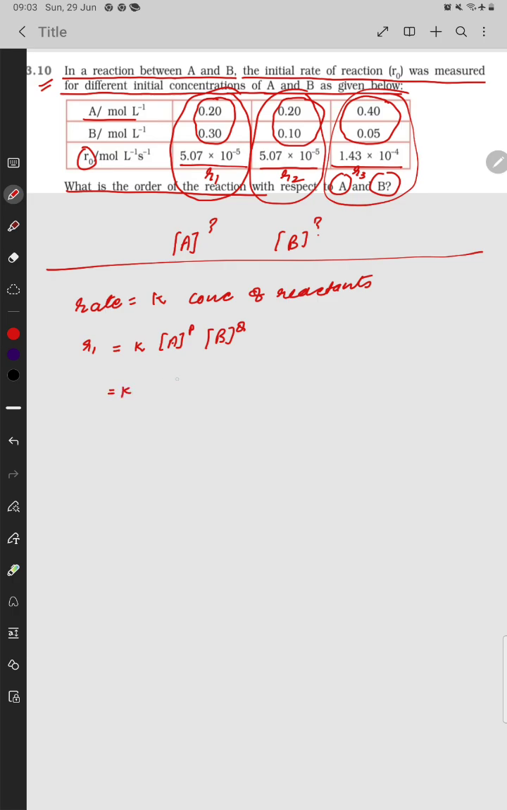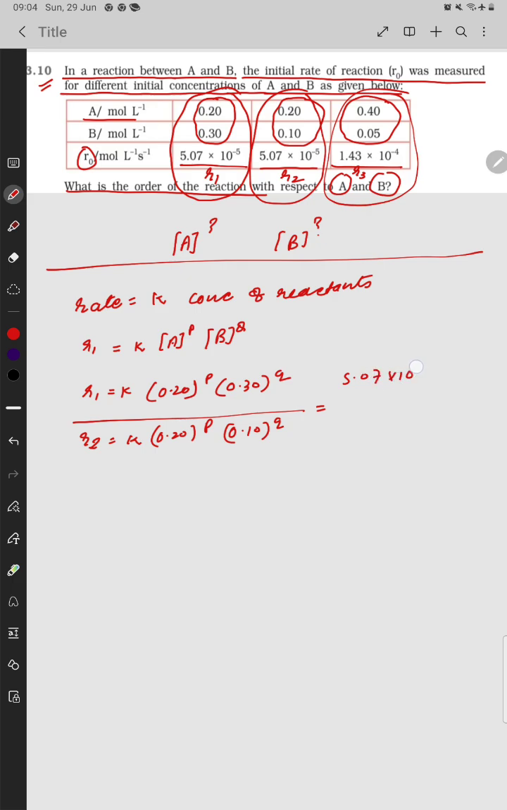So K, let it be a constant K. A is 0.20 to the power P, B is 0.30 to the power Q. This is R1, and then you divide by R2. This is K, 0.20 to the power P, and 0.10 to the power Q. What rate are they given, student? 5.07 into 10 power minus 5, and this is also 5.07 into 10 power minus 5.